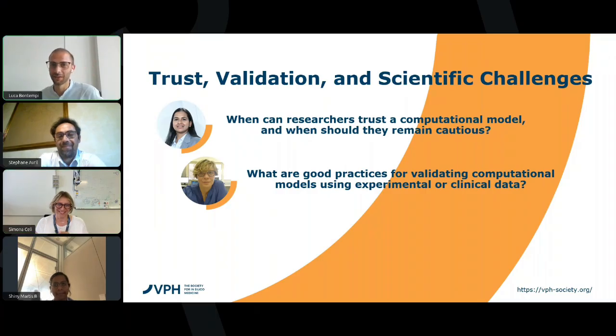Yeah, I think it was pretty clear. Maybe a quick follow-up question. How do you apply and deploy the norms like the VV40 or other norms for the validation and verification of these models in your daily life?